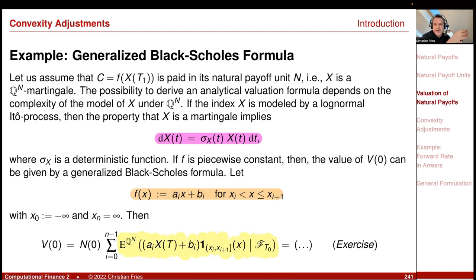And you get some different phi of d pluses, say phi of d_i's for the different boundaries. So you can derive a very general analytic formula for all piecewise linear payoff functions. And if you approximate any function by a piecewise linear one, that's already maybe a nice analytic approximation. That's maybe a nice numerical method to value almost arbitrary European payoffs.